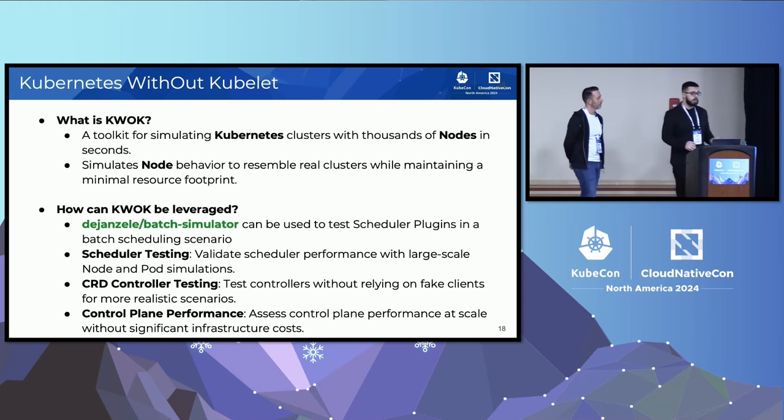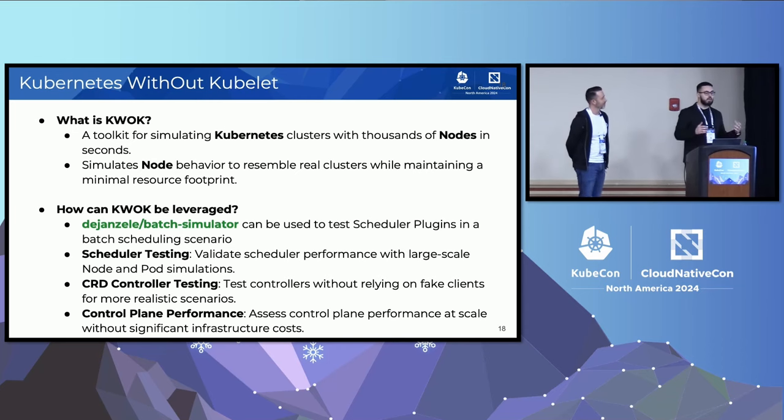If you're doing CRD controller testing, you don't need to use fake clients, or if you want to test your validating and mutating webhooks, you can also trigger them at scale. Control plane performance: we actually use this to test etcd and the API server because we do a lot of bad scheduling and we were running into interesting issues.